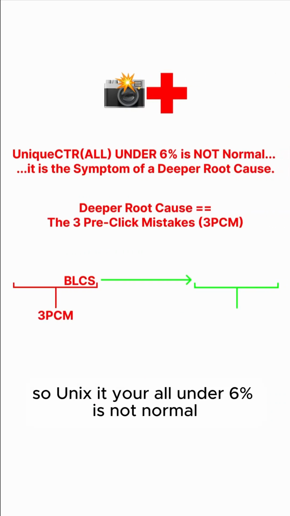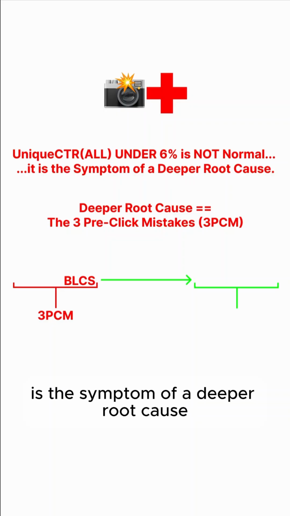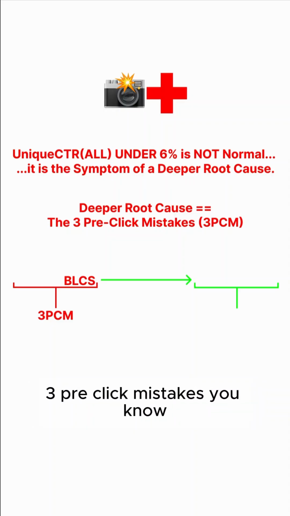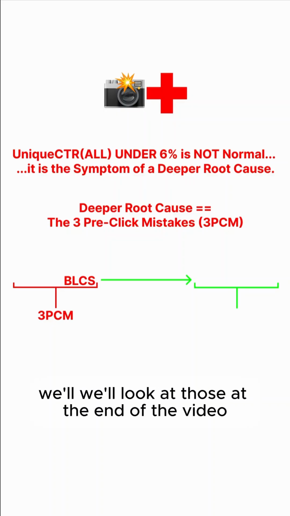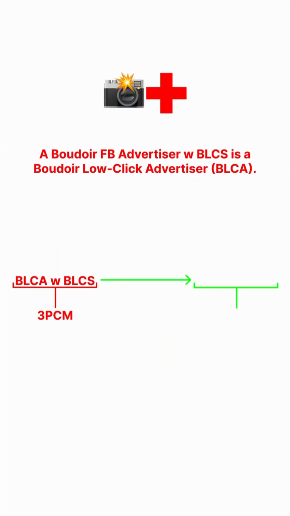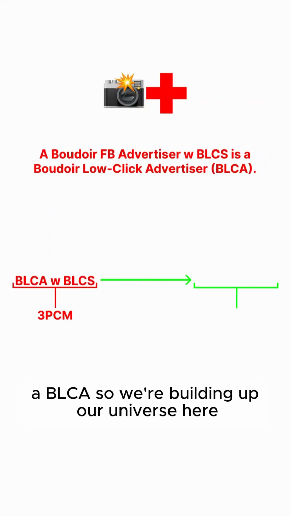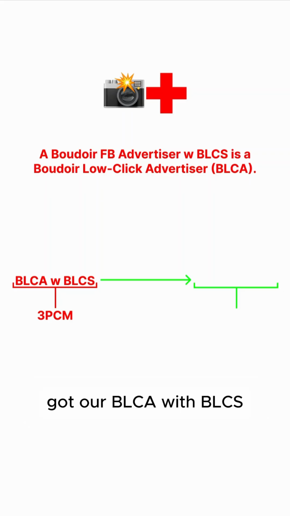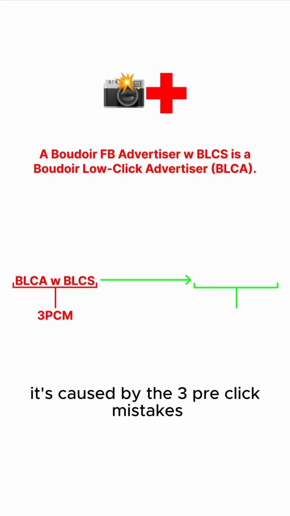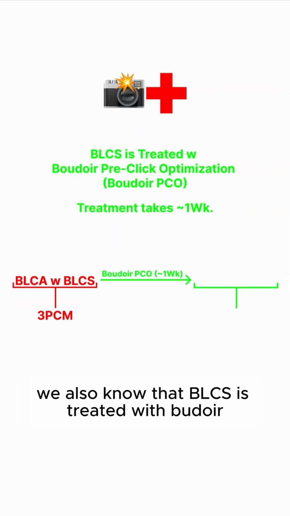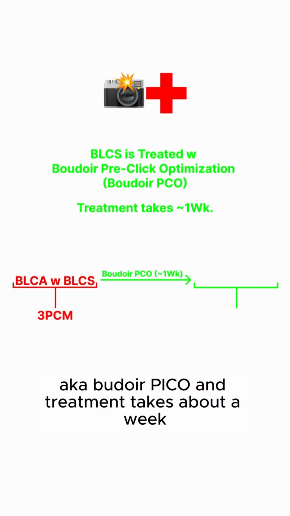So unique CTR under 6% is not normal, it is the symptom of a deeper root cause. The deeper root cause is the three pre-click mistakes. We'll look at those at the end of the video. We also know that a Boudoir Facebook advertiser with BLCS is a Boudoir low-click advertiser, a BLCA. So we're building up our universe here: we've got our BLCA with BLCS, caused by the three pre-click mistakes. BLCS is treated with Boudoir pre-click optimization, aka Boudoir Pico, and treatment takes about a week.